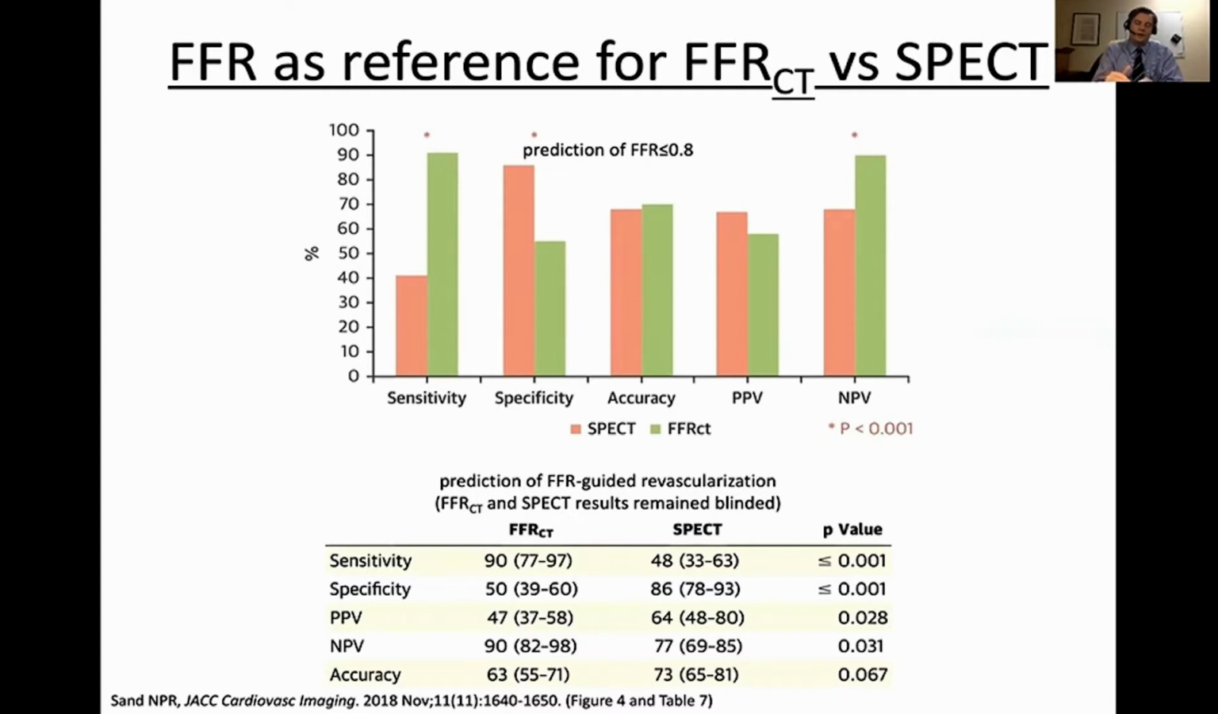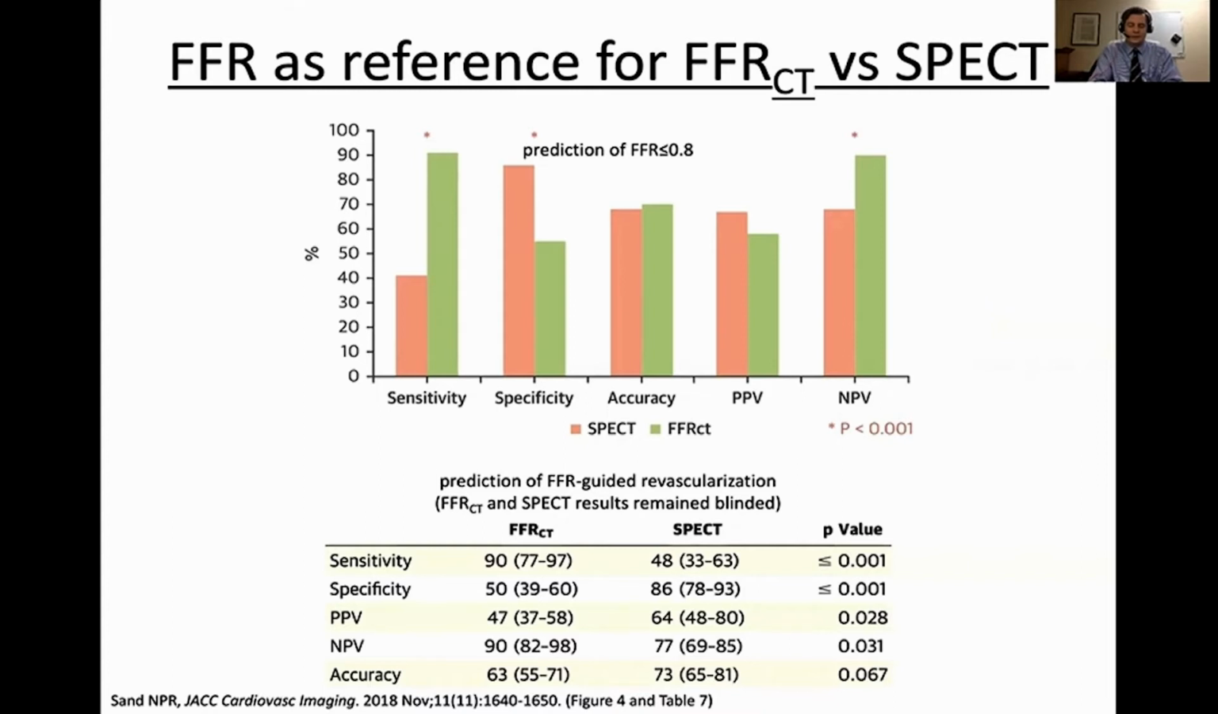When you look down at the bottom, it turns out what they did in the study is that those values for SPECT and also the FFRct results were blinded from the invasive cardiologist who took these patients to the cath lab and did the FFR measurements. And ultimately in the cath lab, they made their decision based on the angiogram and the FFR values about, do we need to perform PCI or bypass surgery? So that revascularization then in the bottom table served as the reference standard.